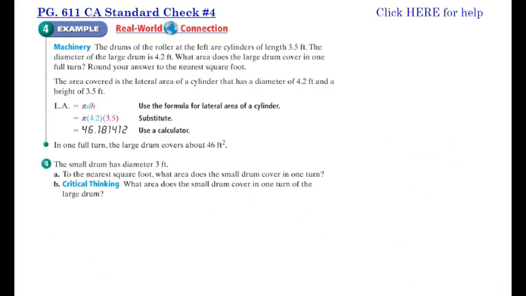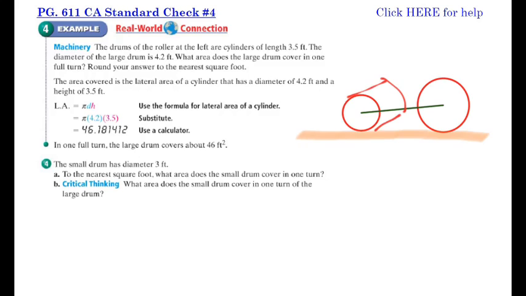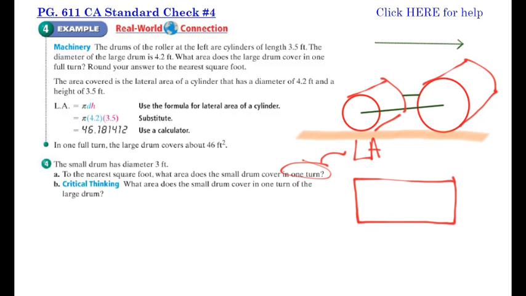Alright, for number 4, we have this picture of basically a steamroller with a small circle, a small tube or cylinder in the back and a large one in the front, and it's moving along on the ground and making this asphalt flat. That's what the situation is. So we want to know how much area does a small drum cover in one turn. That's the lateral area. And so if I look at it, it looks like this.